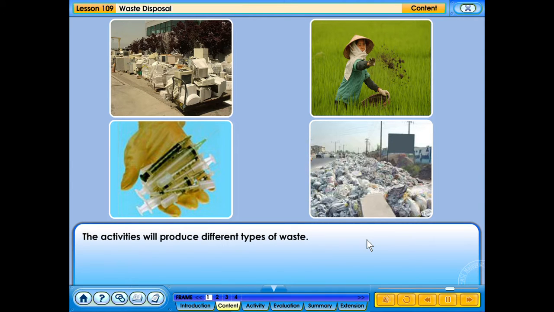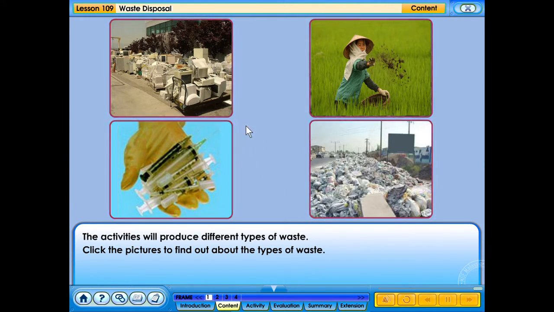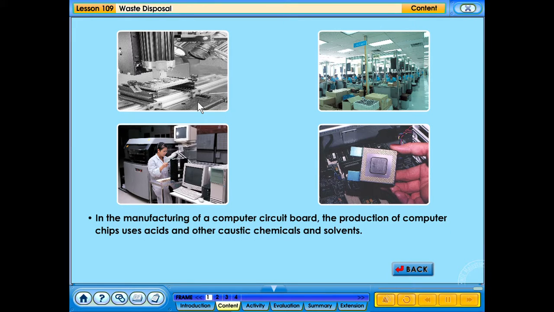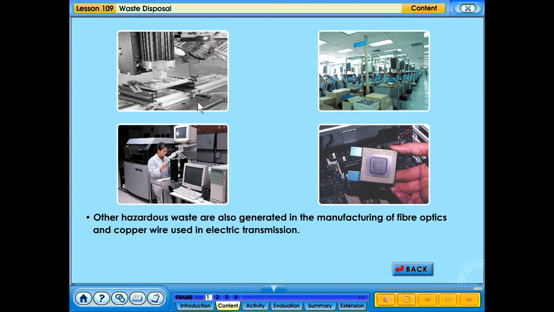The activities will produce different types of waste. Click the pictures to find out about the types of waste. In the manufacturing of a computer circuit board, the production of computer chips uses acids and other caustic chemicals and solvents. Other hazardous waste are also generated in the manufacturing of fiber optics and copper wire used in electric transmission.